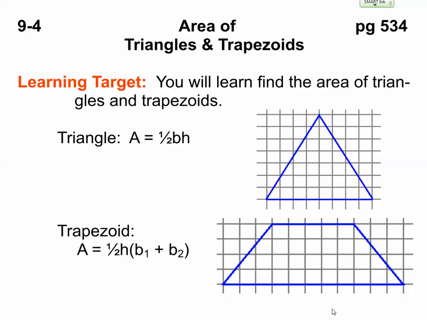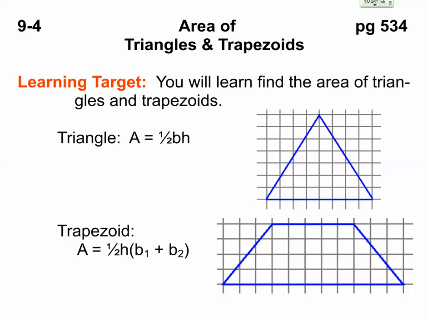Hi Panthers! We are taking a look at section 9.4, which is the area of triangles and trapezoids. We just previously looked at the area of quadrilaterals, specifically parallelograms, and today we're going to focus on triangles and trapezoids. By the time this lesson is over, you should be able to find the area of triangles and trapezoids.